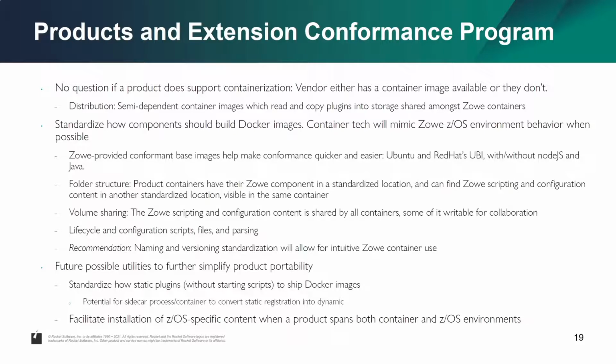And one of the things that we're doing to make this easier is to make Zowe provide conformant base images. When you make a container, you can choose a base image for the container to be based upon. And so we've made Ubuntu and Red Hat UBI containers with or without some of the prereqs like Node.js and Java that already have certain things done for you, like the user zowe is already created and the standardized folders that you'll need already exist.